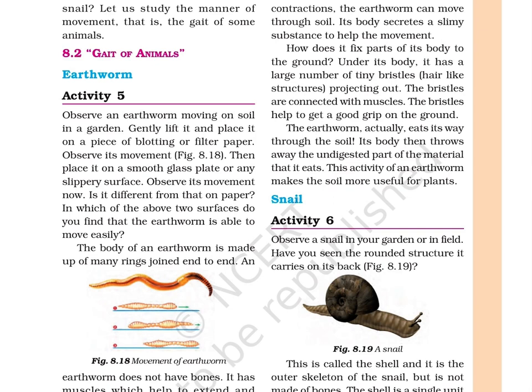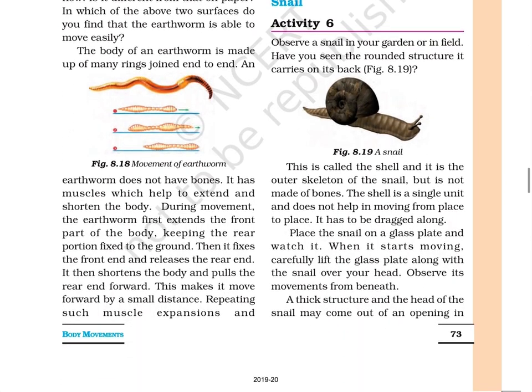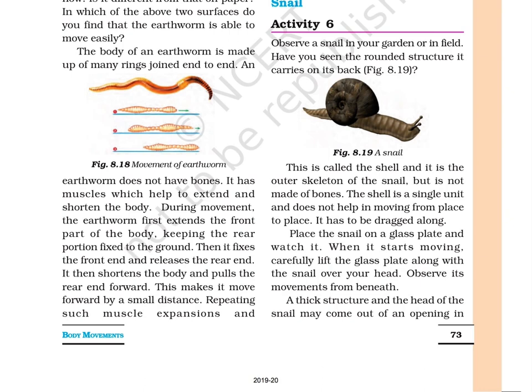Earthworm. Activity 5. Observe an earthworm moving on soil in a garden. Gently lift it and place it on a piece of blotting or filter paper. Observe its movement. Figure 8.18. Then place it on a smooth glass plate or any slippery surface. Observe its movement now. Is it different from that on paper? In which of the above two surfaces do you find that the earthworm is able to move easily? The body of an earthworm is made up of many rings joined end to end.